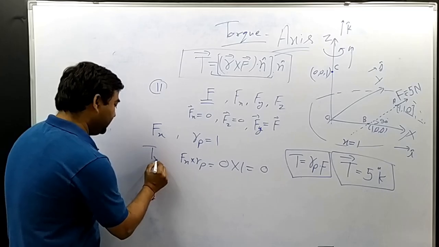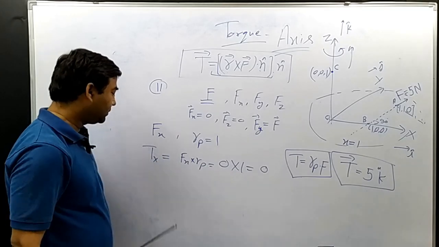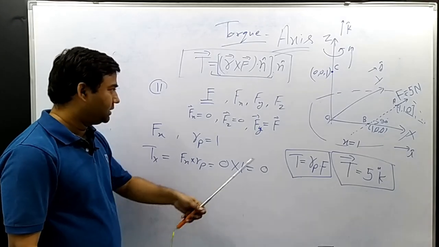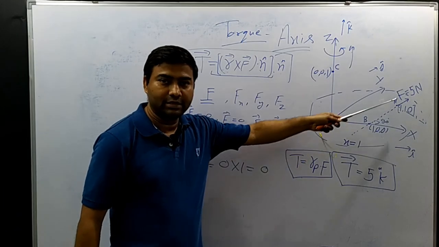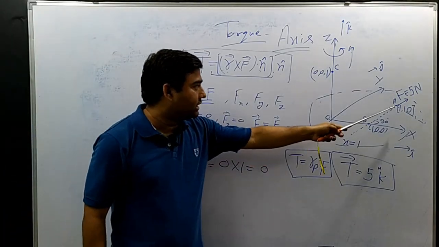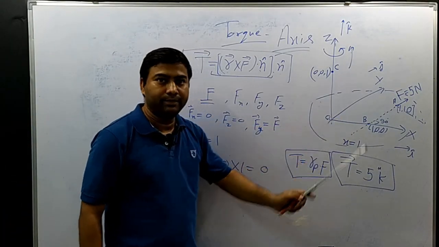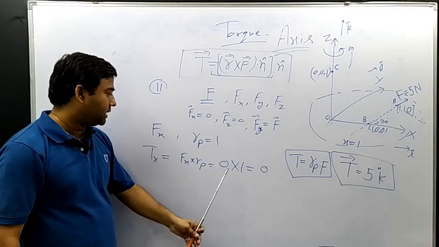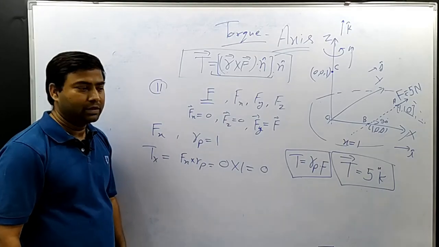So you can say this Tx. Tx is the torque due to Fx, Fx into Rp. Rp is the perpendicular distance between Fx and the z-axis, which is 1, the y coordinate of point A. So Fx is 0, hence 0 into 1 is 0.